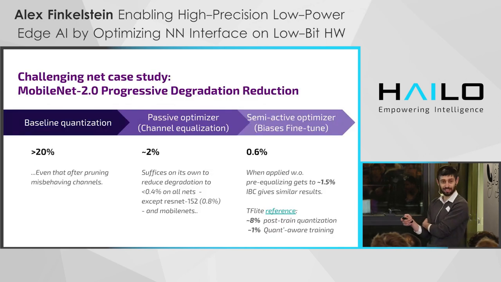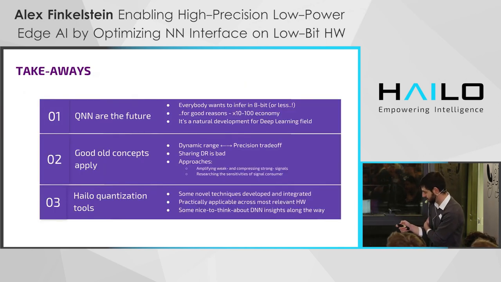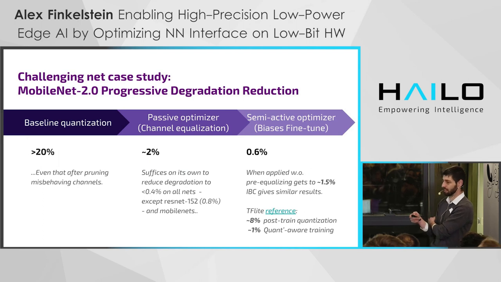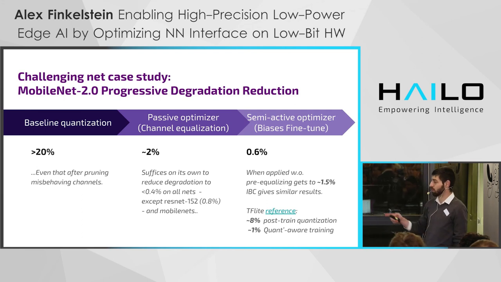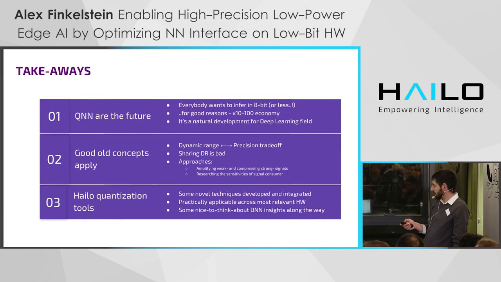Okay, so let's conclude. I hope everyone agrees that quantized neural networks are the future. Actually, maybe the best argument is this. You can see that even the most challenging networks, eventually with enough tricks, we managed to run in 8 bits almost without degradation. And for others, it's possible to go down to 4 bits. So it's possible to run without degradation and with great economy in terms of resources.